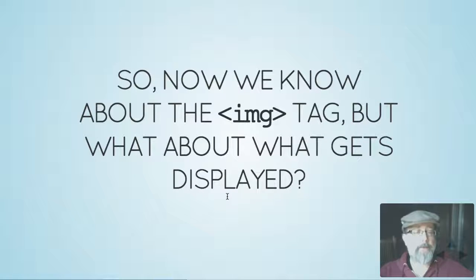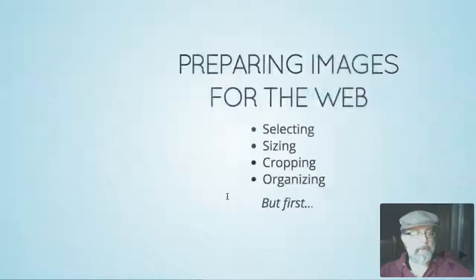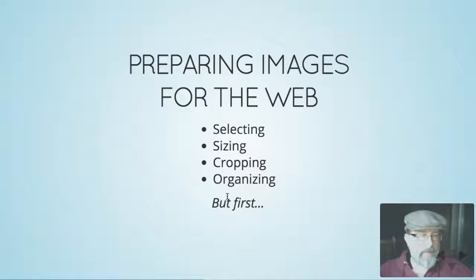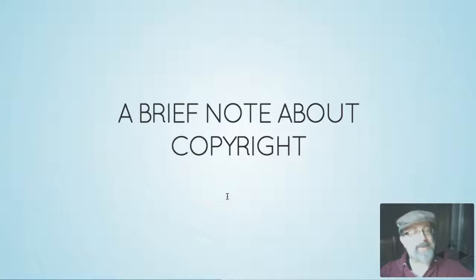So now we know all about this IMG tag, but what about what gets displayed? Let's talk briefly, as best I can, about preparing images for the web. We're going to talk about four things: selecting, sizing, cropping, and organizing. But first, a brief note about copyright.